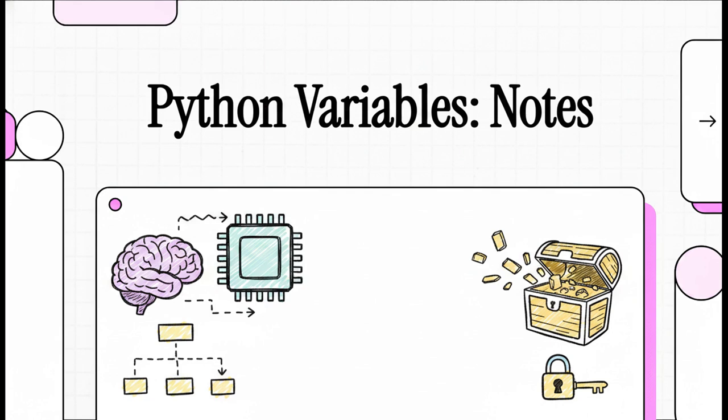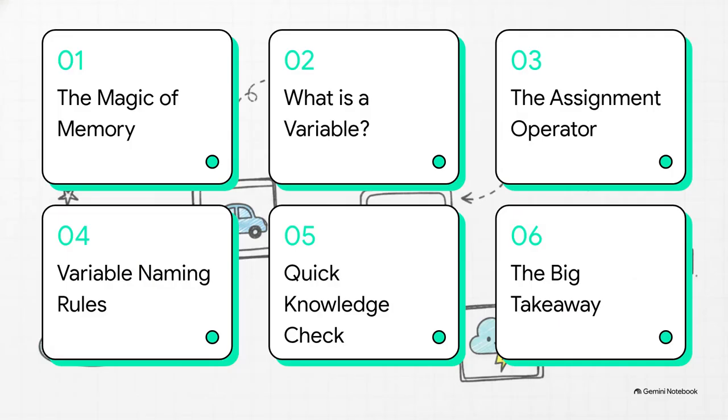Awesome. Today we're embarking on a pretty fascinating journey straight into the brain of a computer. Have you ever wondered how programs actually remember things? Well, that's exactly what we're going to figure out together as we explore Python variables. Let's dive in. So here's our roadmap for today. We'll look at the magic of memory, answer what is a variable, check out the assignment operator, go over variable naming rules, do a quick knowledge check, and wrap it all up with our big takeaway. All right, let's get into it.